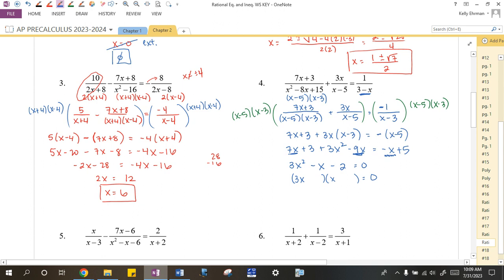I'm seeing if this factors. It feels like it kind of wants to, right? If I make this minus 1 and this plus 2, that gives me negative 3x plus 2x, yes, and they'll multiply to negative 2, yes. So this one factored, and that makes my solutions negative 2/3, and positive 1. And then I go back and check and say, well, my only restrictions were that x couldn't equal 3 or 5, so both of these solutions check out for this problem.